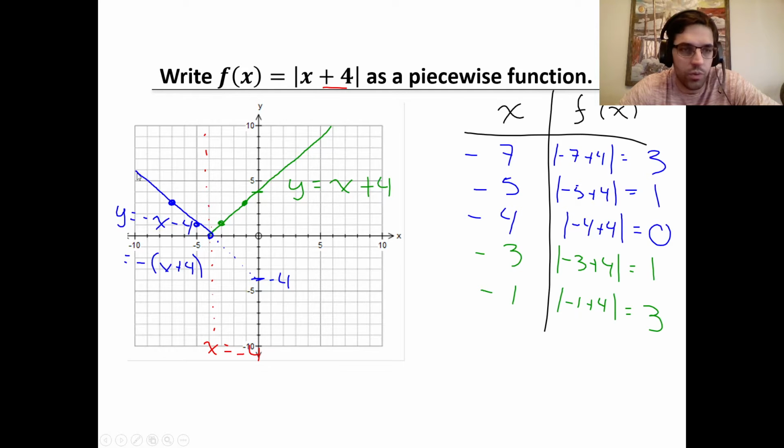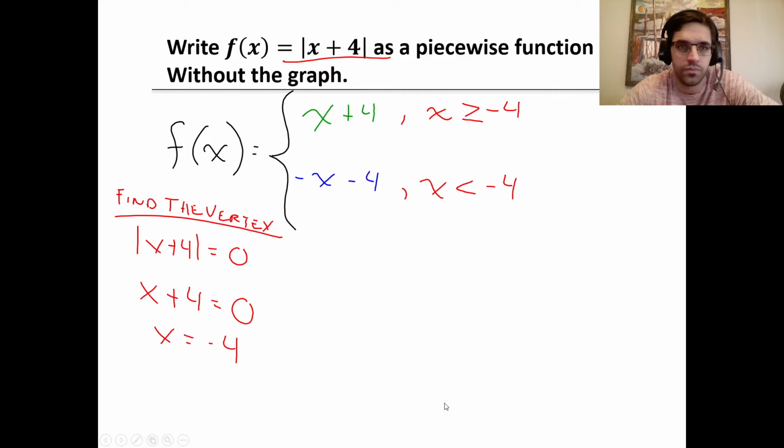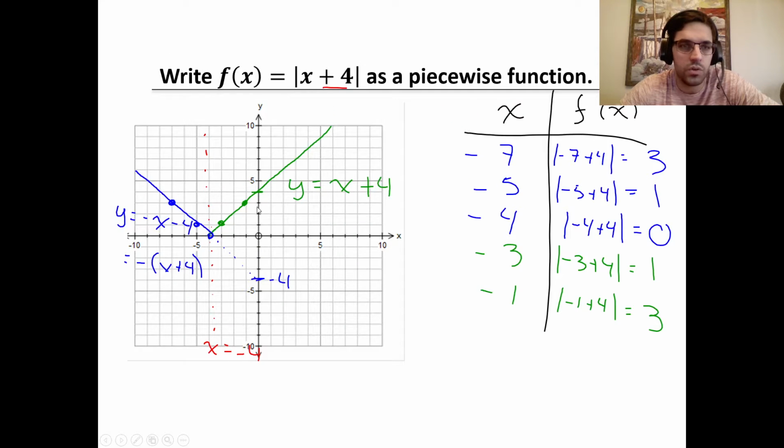Notice our domain is still all real numbers. We can put any value in for x we want. Notice our range is still greater than or equal to 0 for this graph. So now if I wanted to write the same function as a piecewise function, what we're doing is we're taking two linear equations, or two linear functions, and we're cutting them at the value of x equals -4.